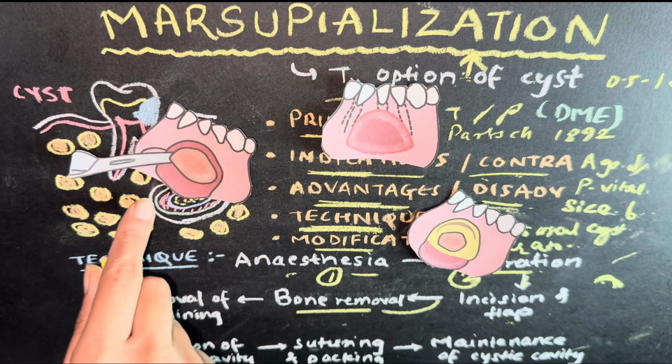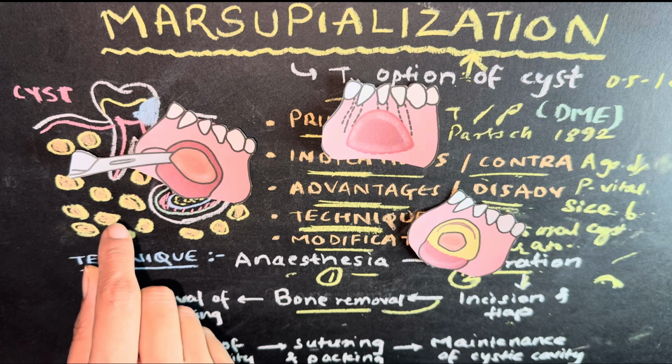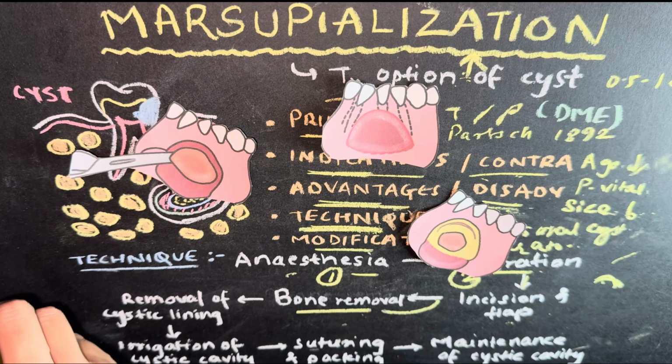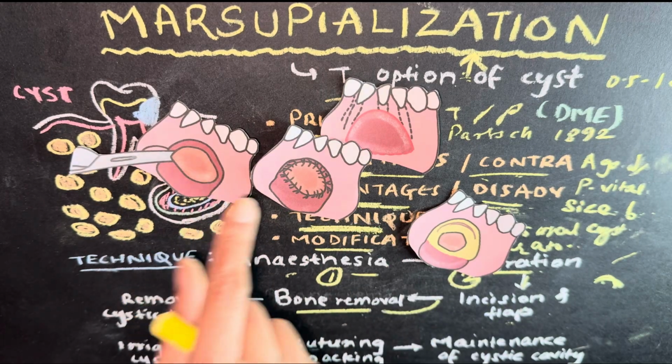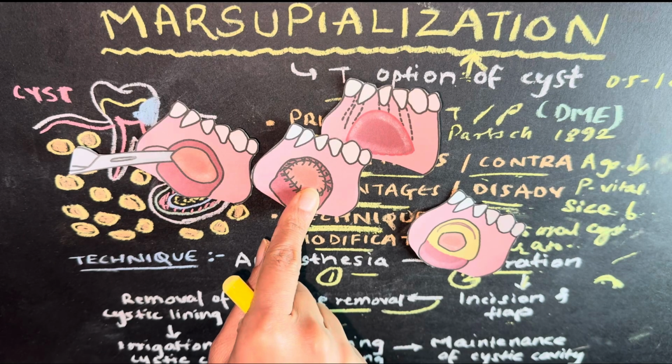So you have removed the cystic lining. Then the debridement is done. Removal of any loose tissue is done. Irrigation of the cystic cavity is done with the help of saline and povidone iodine. And then the next part will be the suturing. So once you are done with the removal of the cystic lining, you are going to suture it. The suturing will be continuous or interrupted sutures.